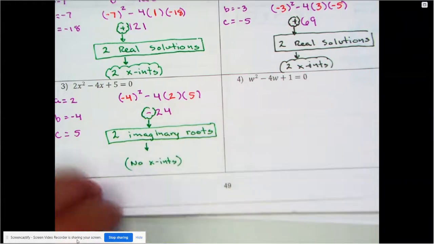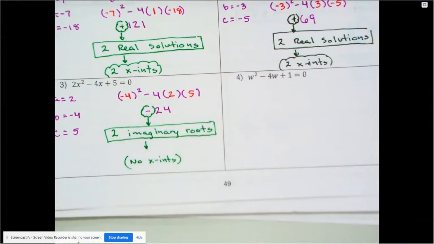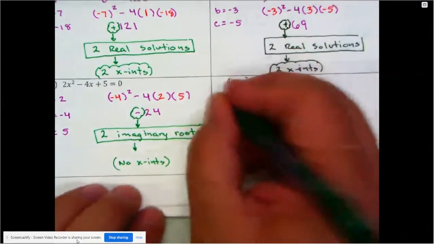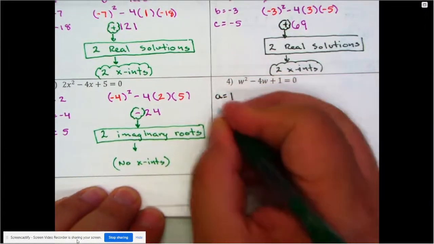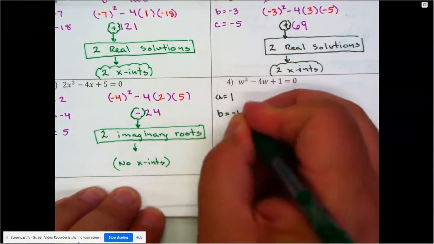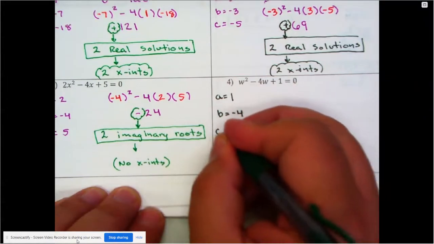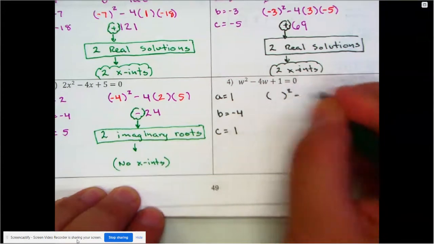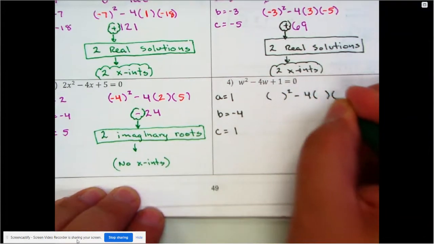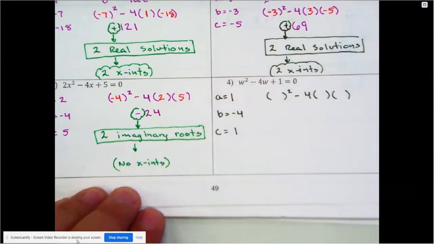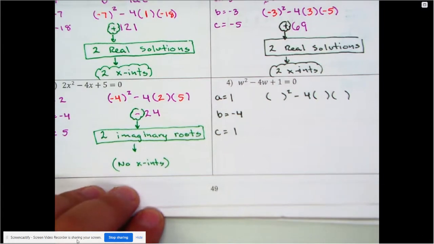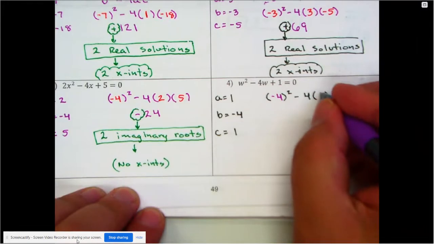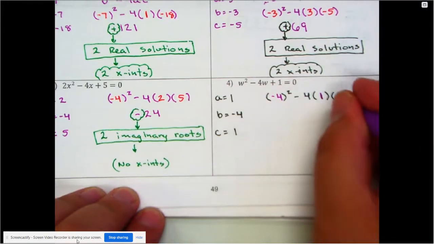Okay. All right. One more to go here. Let's give this one a try. A is equal to 1, B is equal to -4, and C is equal to 1. All right, here we go. B squared minus 4AC. Yeah, I said the letters, but I didn't write them down because I'm going to be plugging in for them anyways. My B is -4. My A is a 1. My C is a 1.